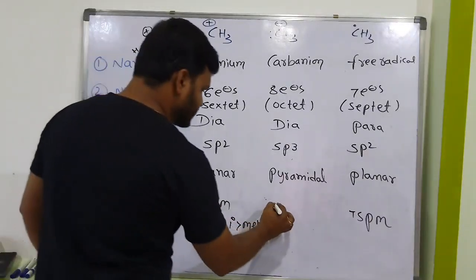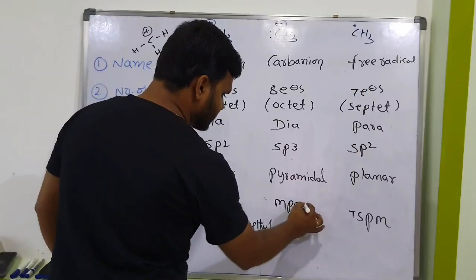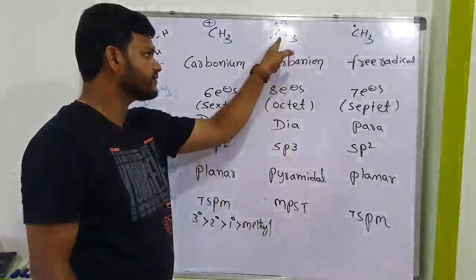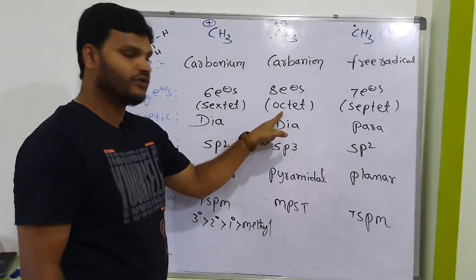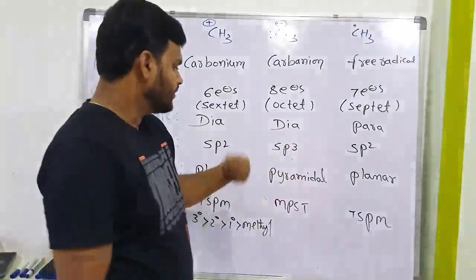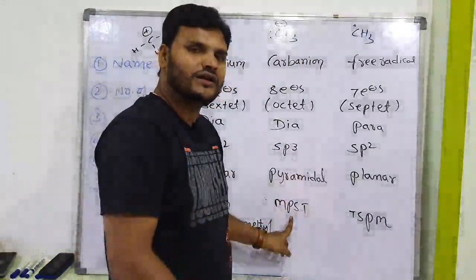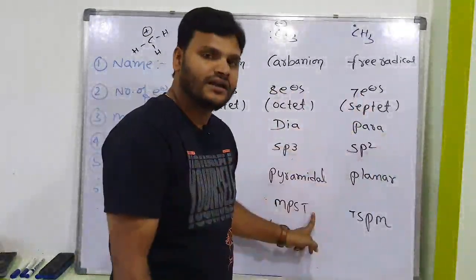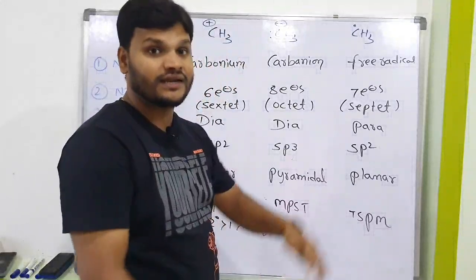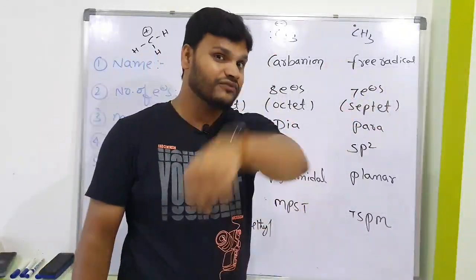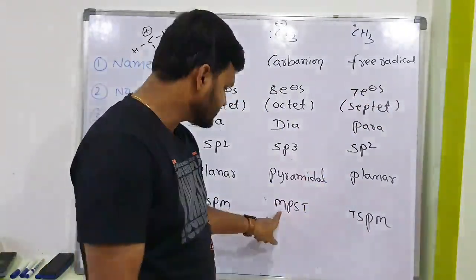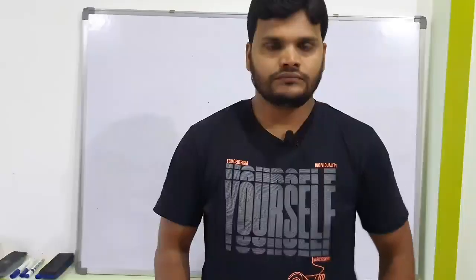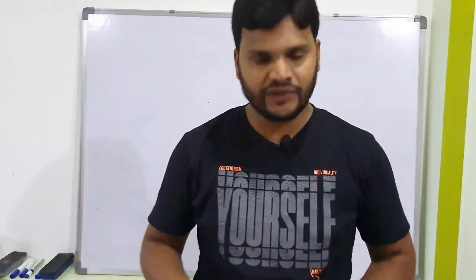So MPST. What is the order here? MPST. That indicates methyl carbanion. Methyl carbanion is nothing but this one. This is stable, isn't it? Why? Because of the octet. Next, primary is nothing but 1 alkyl group added. Secondary, 2 alkyl groups added. Tertiary, 3 alkyl groups added. Actually, increasing the electron releasing groups decreases the stability of the carbanion. That's the reason this is the stability order. Just have a look. Very much important. Okay, next.